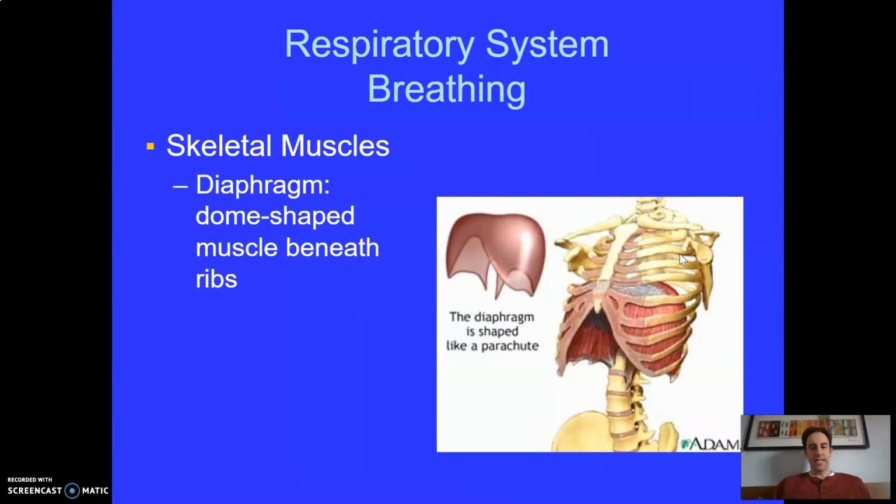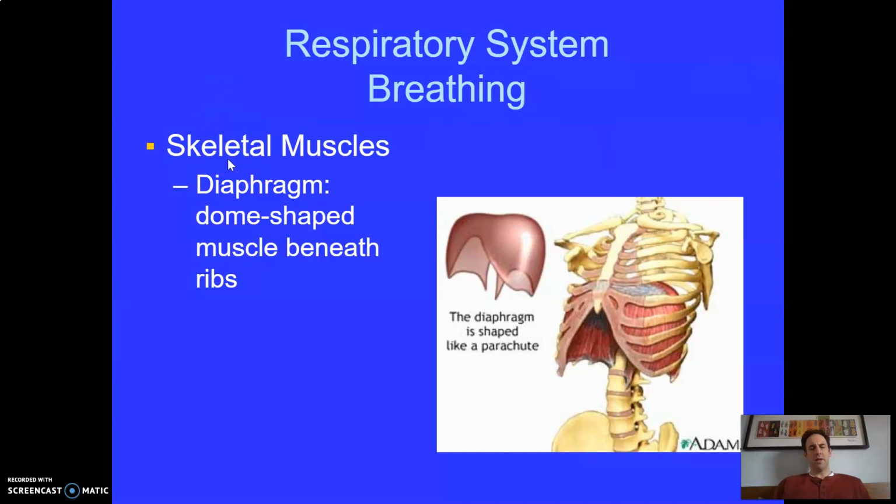So before we get to that, I just want to talk about how we just move air into our body to begin with. And the answer is through breathing. I'm guessing you knew that. But how do we breathe? Well, there's two main muscles that are involved. And note that both are skeletal muscles, meaning they're voluntary.